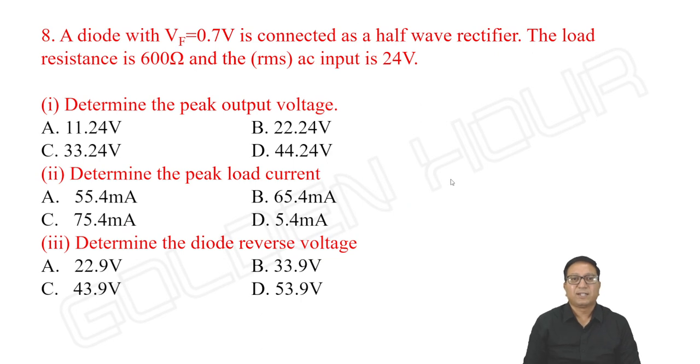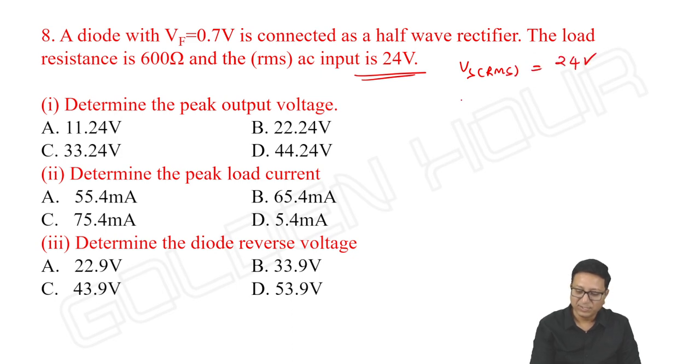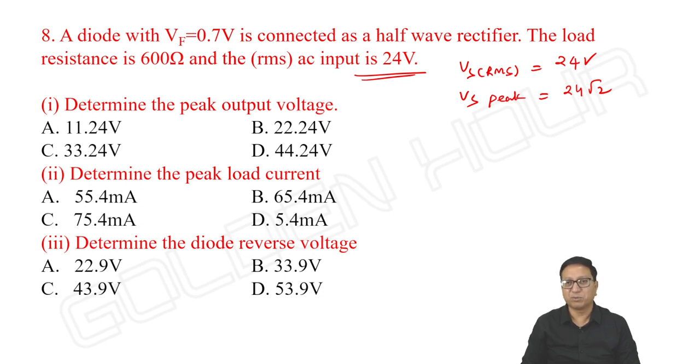8. A diode with forward voltage Vf equal to 0.7 volts is connected as a half wave rectifier. The load resistance is 600 ohms and the RMS AC input is 24 volts. So the RMS value of the secondary voltage is 24 volts, and the peak amplitude of the secondary voltage will be 24 root 2. We know that RMS is equal to peak amplitude by root 2, or peak amplitude is RMS into root 2. Then what about the peak amplitude of the output?